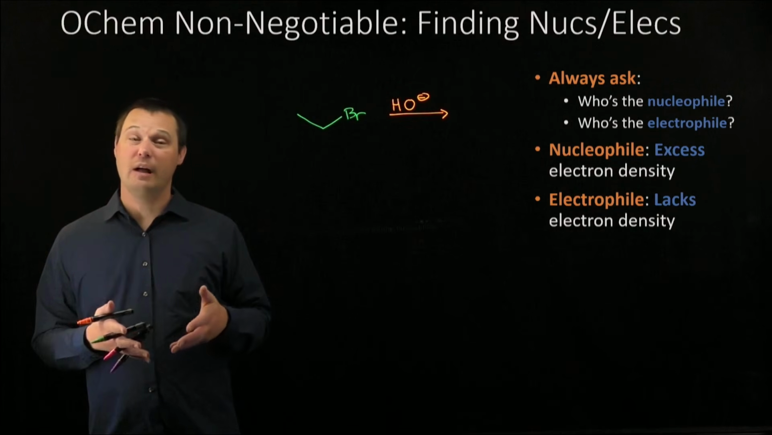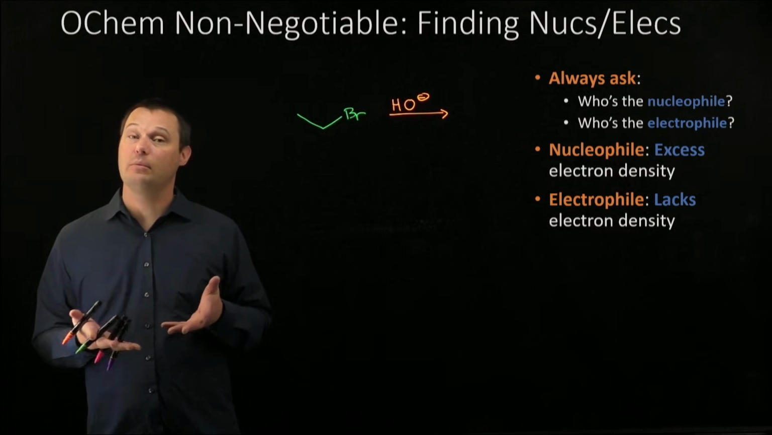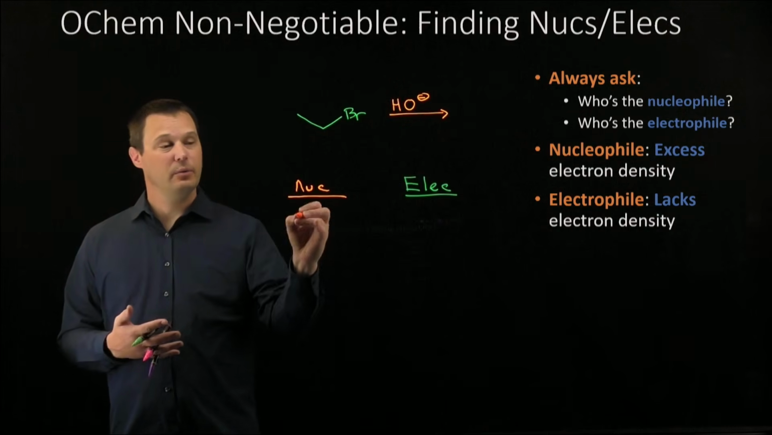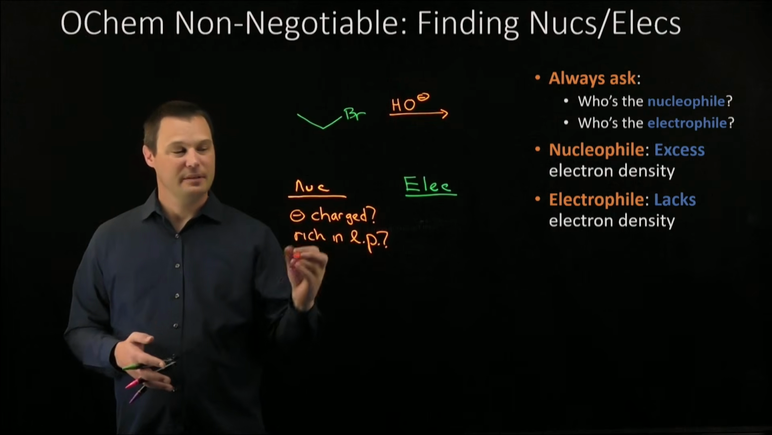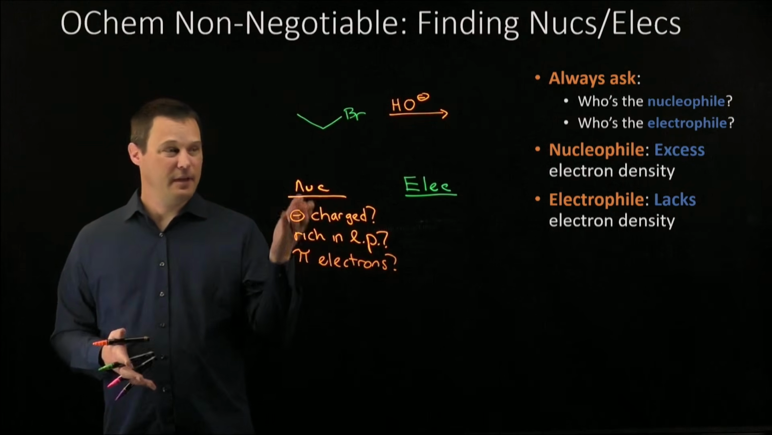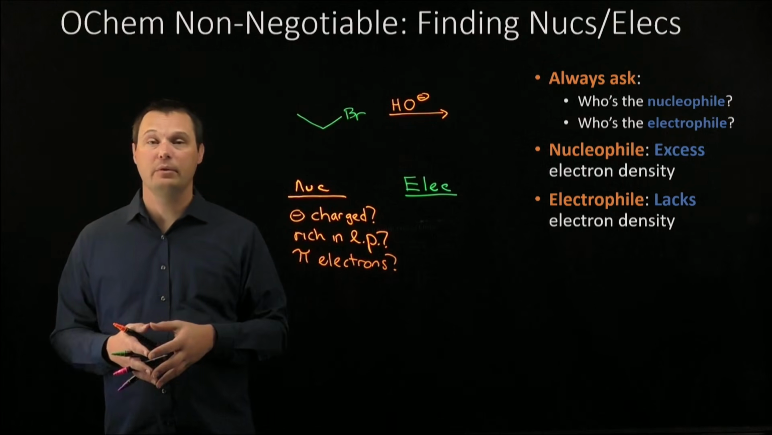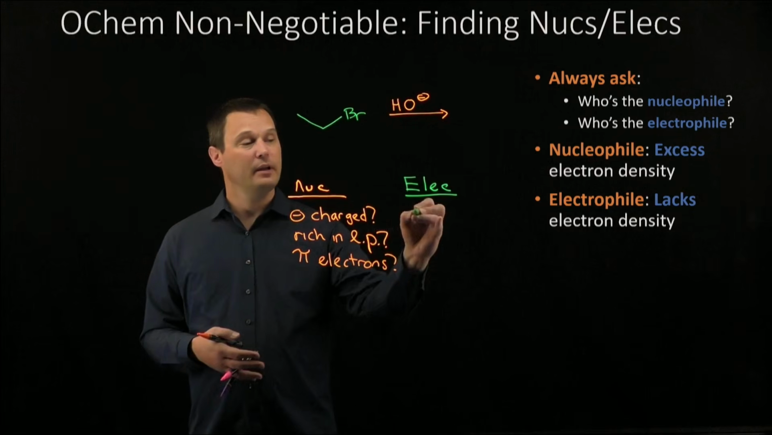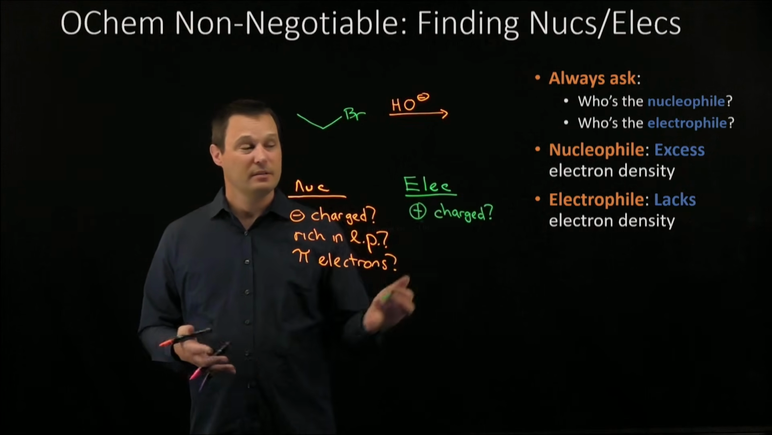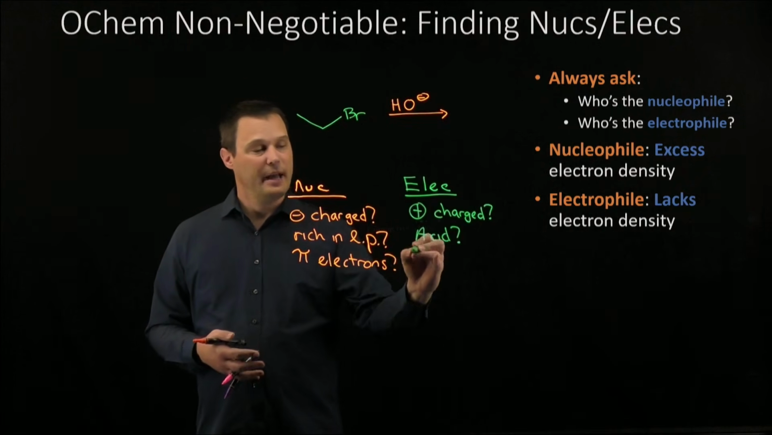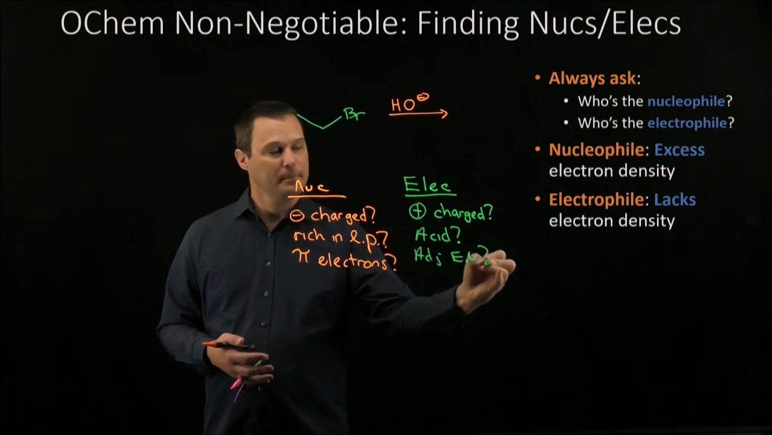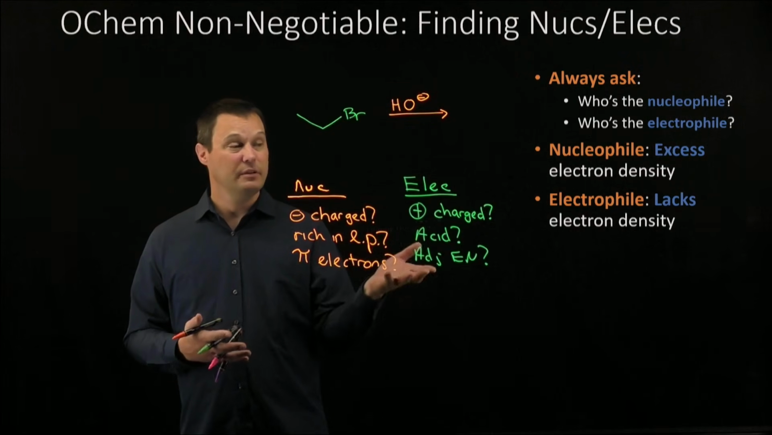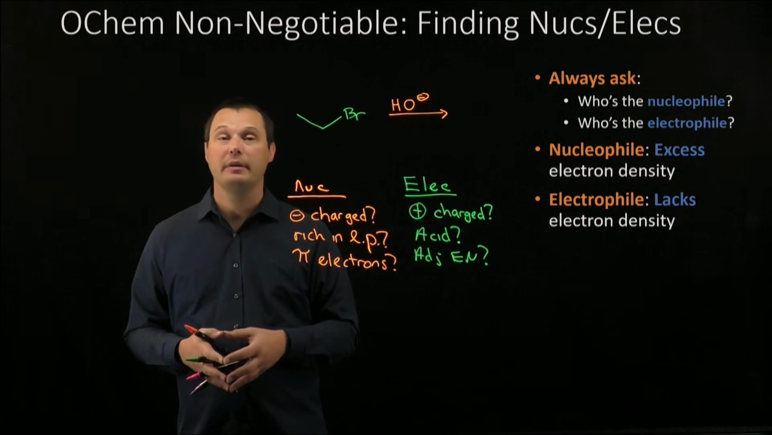To find a nucleophile or an electrophile, we can ask ourselves a couple of questions. For the nucleophile, we can ask, is it negatively charged? Is it rich in lone pairs? Does it have pi electrons? If yes, then that molecule is probably the nucleophile. For an electrophile, we can ask, is it positively charged? Is it a Bronsted acid? Or is it attached to an adjacent electronegative element that pulls electron density away? If you find a molecule that meets some of these criteria, that molecule is probably the electrophile.